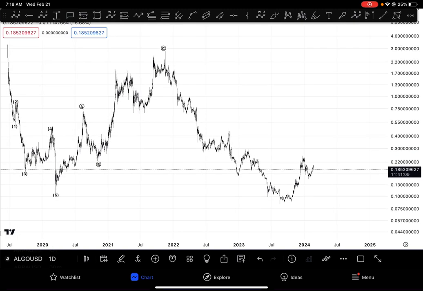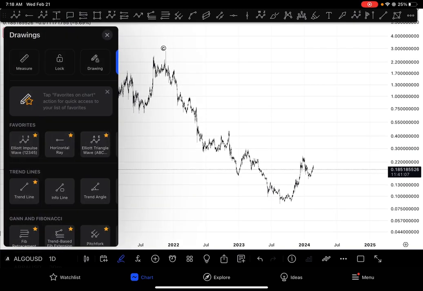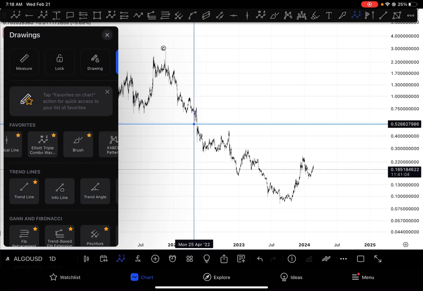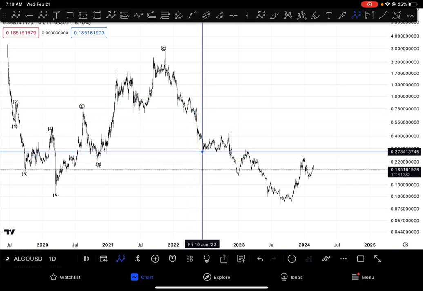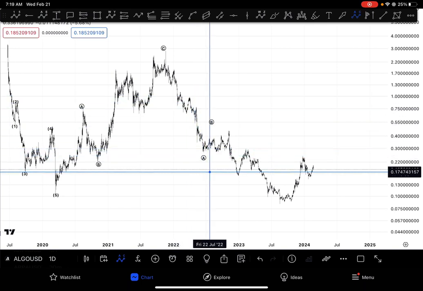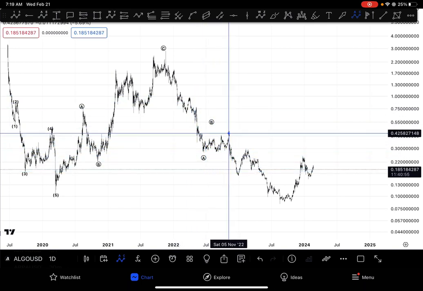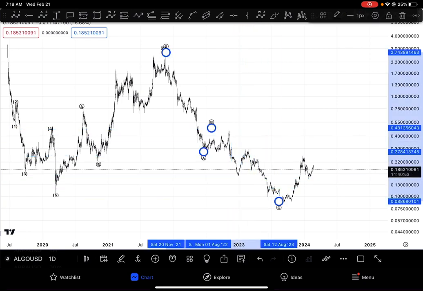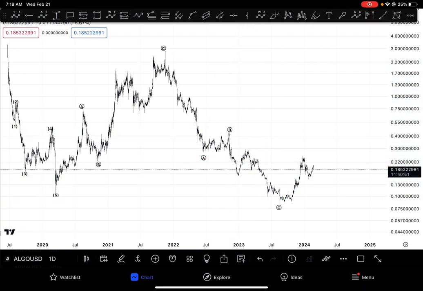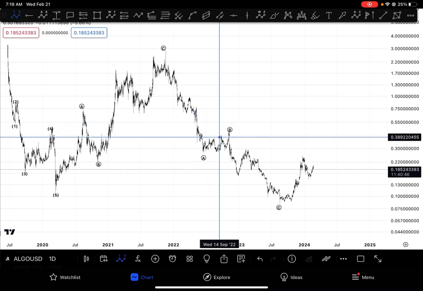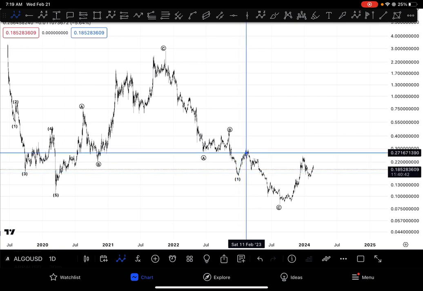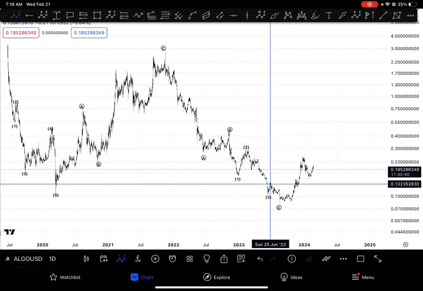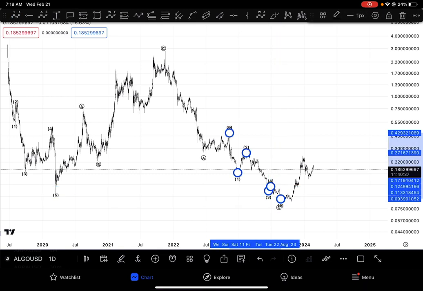And then what you have is another ABC correction to the downside. So you have an explosive 5-wave move down. You have an ABC correction for your B wave, and then another 5-wave move down here. Okay, so what we can actually do is map out these waves so we're a little bit more accurate. You have an explosive wave 1, you have your wave 2, your 3rd, 4th, and then a mini 5th wave here.